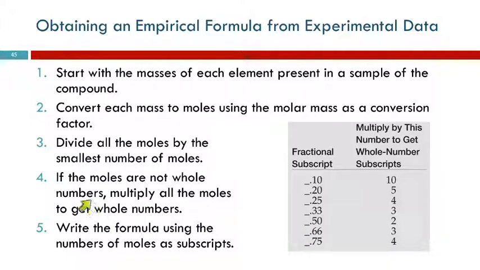So sometimes you'll end up with this ratio, and it won't be like 2 to 1. It'll be like 1.5 to 1. And we can't just round it off. We need to do something to get it to be whole numbers. So these are the fractional subscripts that you might end up encountering. If you get 0.5 and you multiply that by 2, then you're going to get a whole number. If this makes sense to you, that's awesome. If it doesn't, I have another way.